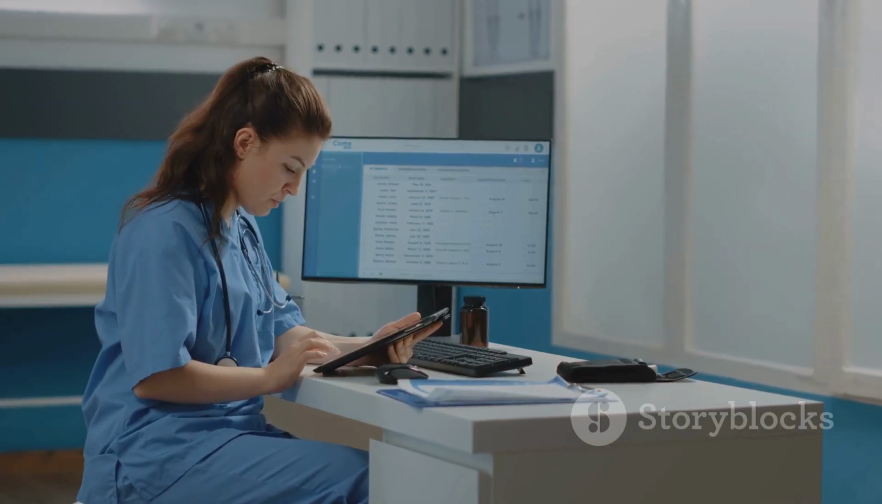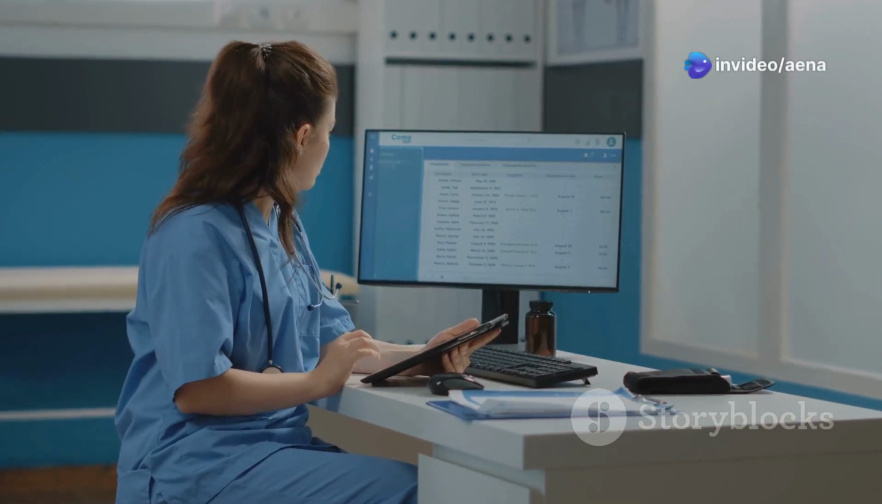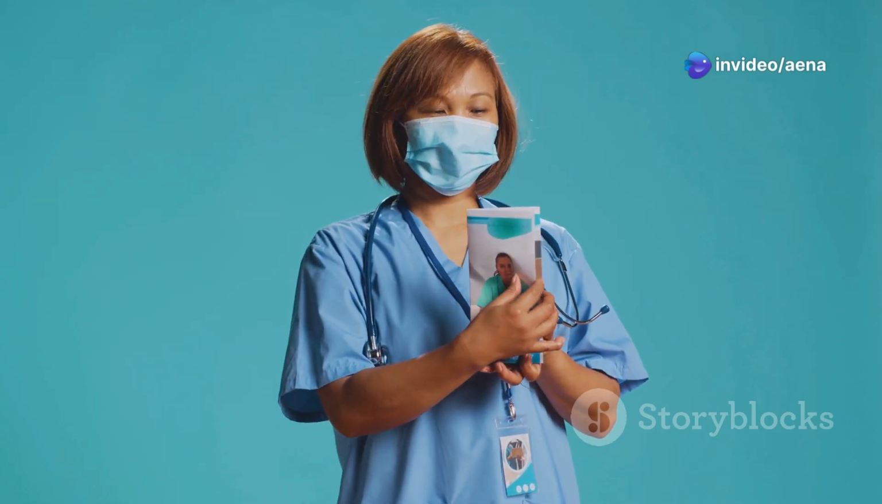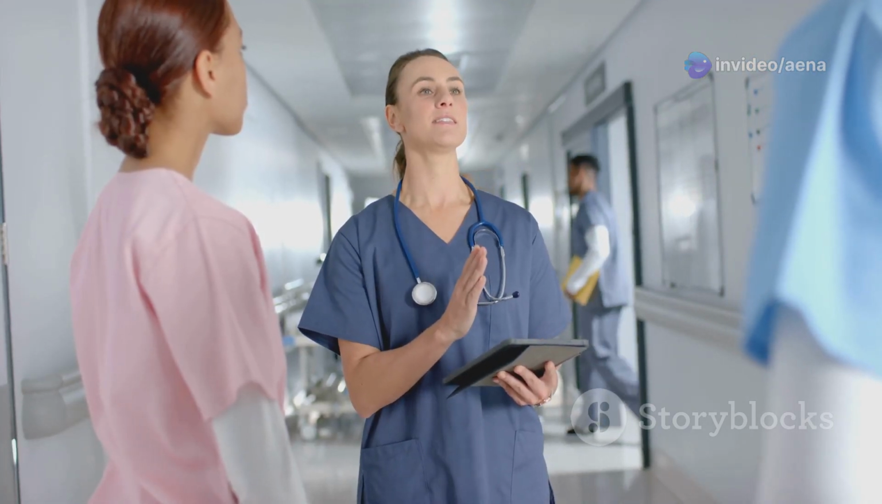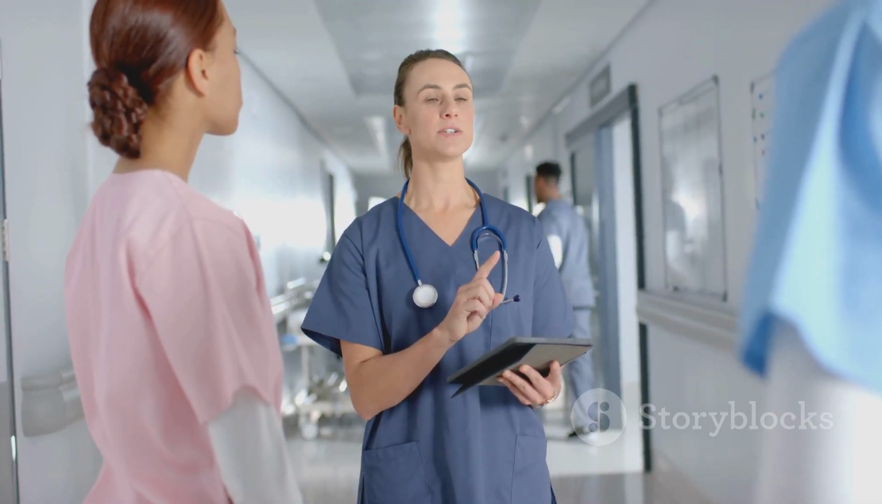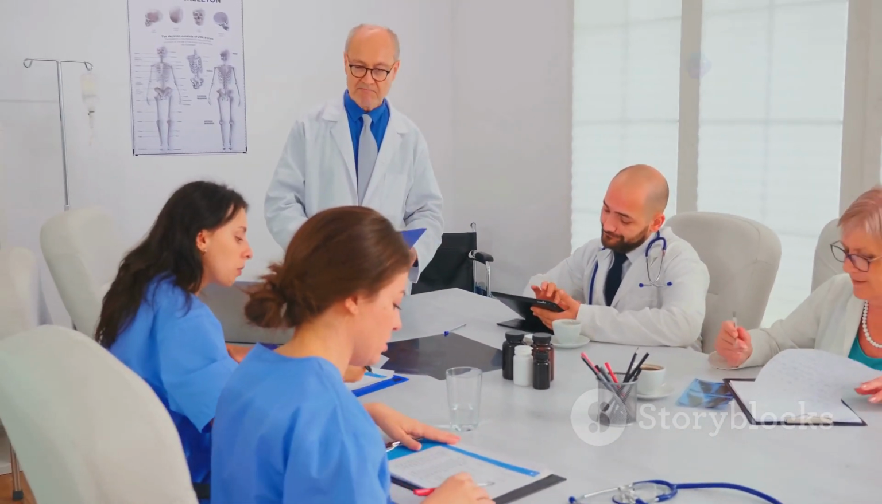Nurses use epidemiological data to identify health needs and priorities within their communities, develop and implement targeted interventions and health education programs, evaluate the effectiveness of these programs and make adjustments as needed, and advocate for policies and resources that promote health equity and address health disparities.